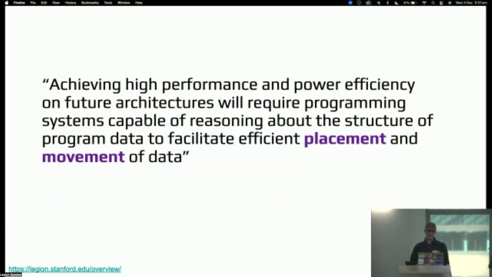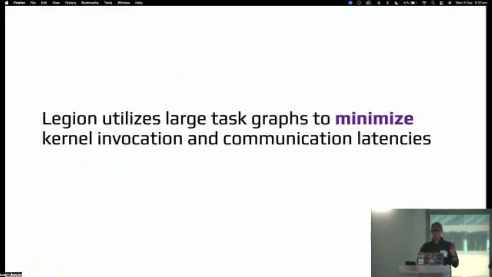It's a good quote, right? If you want high performance and power efficiency, you need a good programming system that cares about the placement and movement of data. That's really what inspired me to map this architecture utilizing Legion, because there's that huge limitation of the communication network. So if we could overlap computation and communication, we could get potential speedups compared to the other related works that program this architecture. Like I mentioned, Legion utilizes large task graphs to minimize kernel invocation and communication latencies.